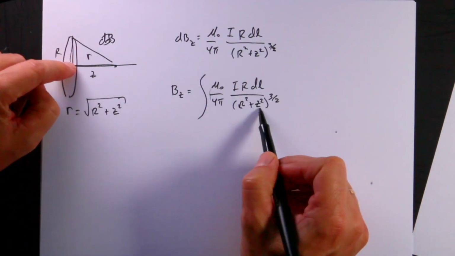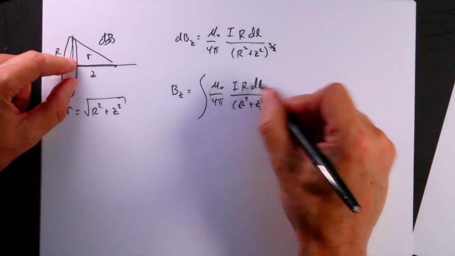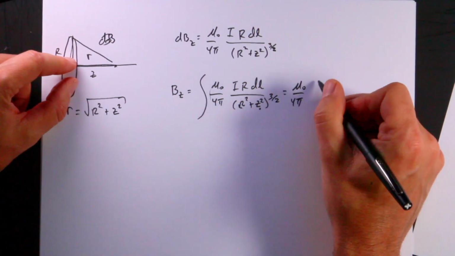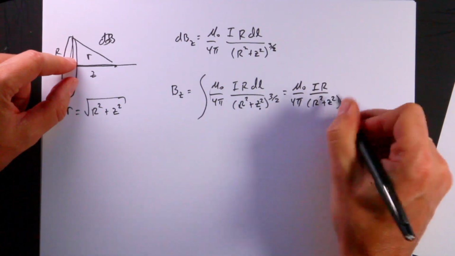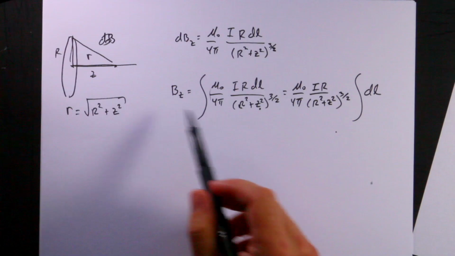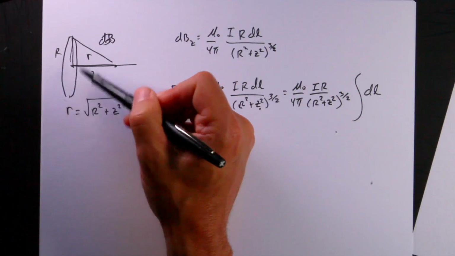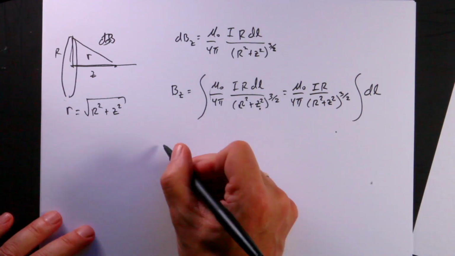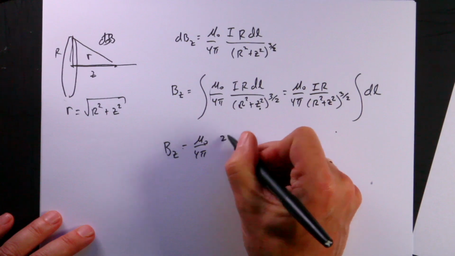This is the same r. Z is a parameter, right? It doesn't change for this particular location. So the only thing that changes is the dl. So I get mu naught over 4 pi I r over r squared plus z squared to the 3/2 times the integral of dl. So if I integrate dl around that whole loop, what would I get? Well, if I add up all the little pieces along that loop, I get the circumference of a circle, which is 2 pi r. So then that means I get Bz equals mu naught over 4 pi 2 pi r.